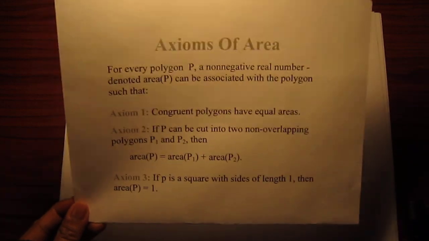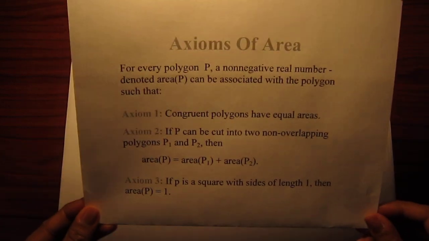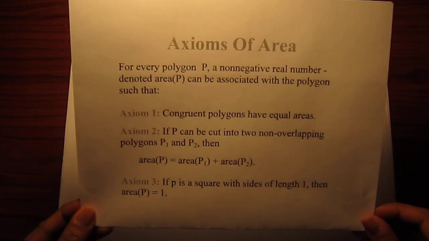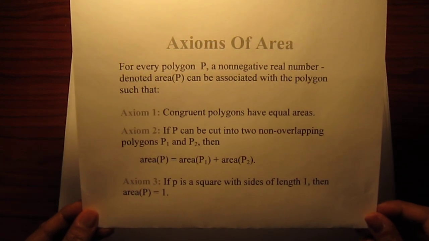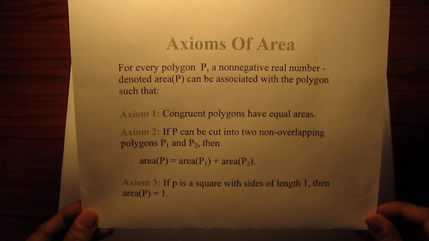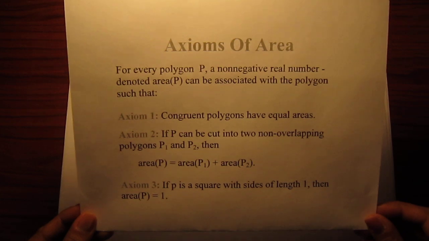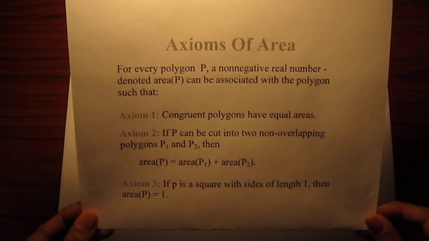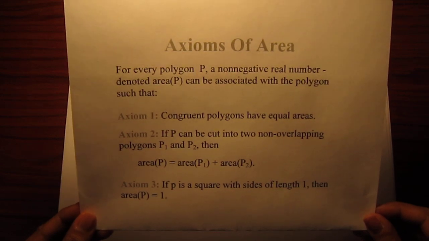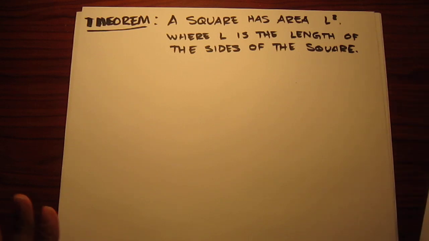First, we say for every polygon P, a non-negative real number denoted area P can be associated with the polygon such that congruent polygons have equal areas. And axiom 2, if P can be cut into two non-overlapping polygons, P1 and P2, then the area of P is equal to the area of P1 plus the area of P2. Finally, axiom 3, if P is a square with sides of length 1, then the area of P is equal to 1.